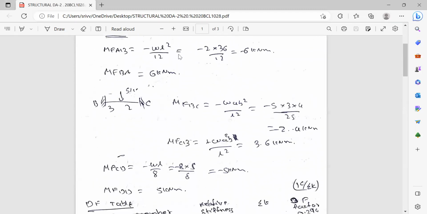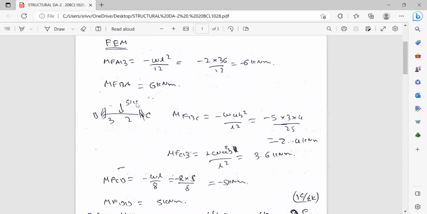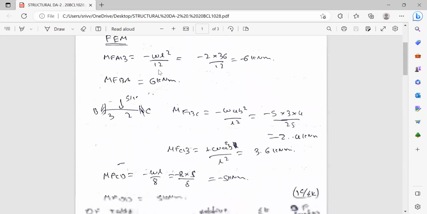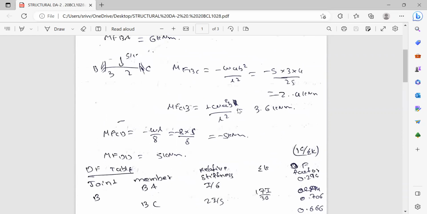Similarly for BC, the formula here changes because of the change in length. In previous AB, we could see that it was 6, which is constant, and here it is 3 and 2. So the formula would be minus W A B square by L square. No, it would be like BC square. So here, if we consider from B to C, then we got minus 2.4 kilonewton meter, and from C to B, it would be W A square B by L square. As it is in clockwise direction, we take it as positive.